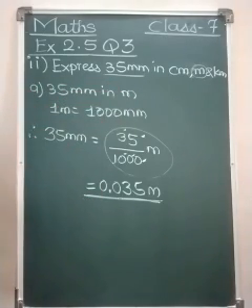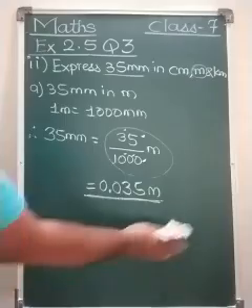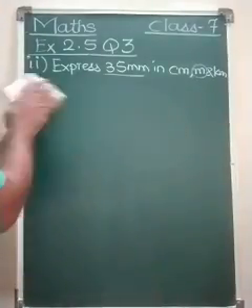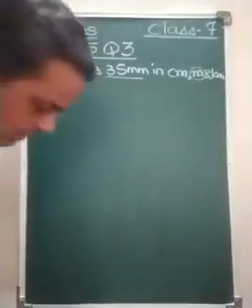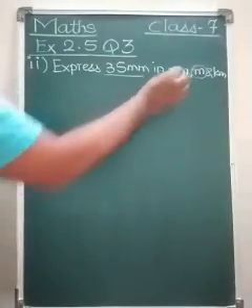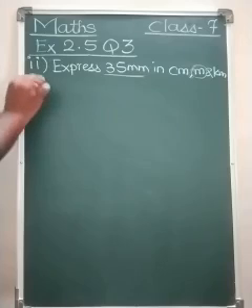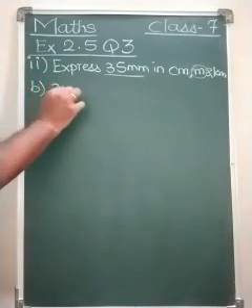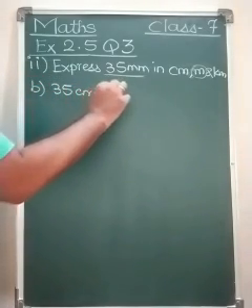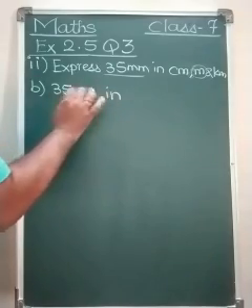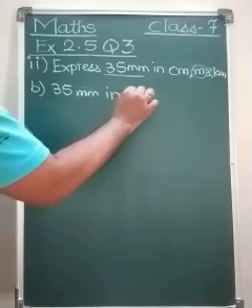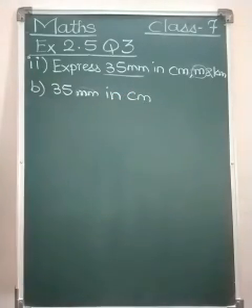Now we proceed towards the B part. Okay, first we will do in centimeters. B part. 35 millimeters in centimeter. 35 millimeters in centimeters.